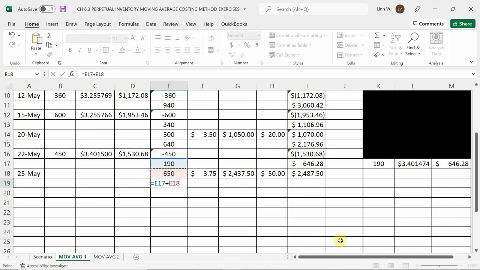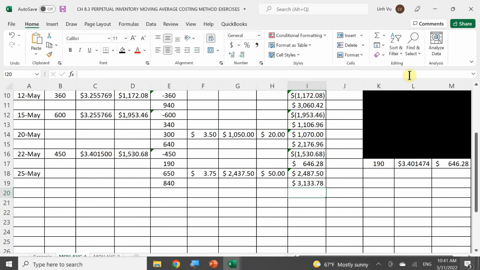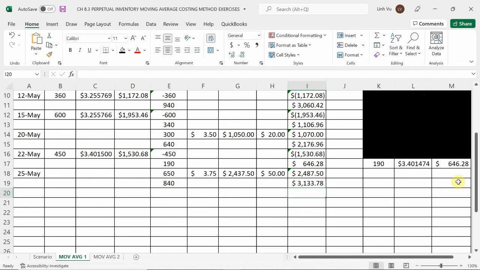So 190 plus 650 should give you a total of 840. And then 646.28 plus my 2,487.50 should give you a total of 3,133.78. And you're going to pop that in once again. So 840 units with a new total cost of this will give you what kind of average cost? What's your total average cost now?